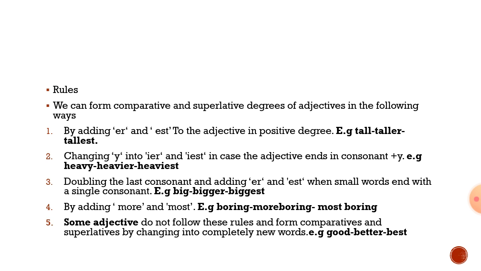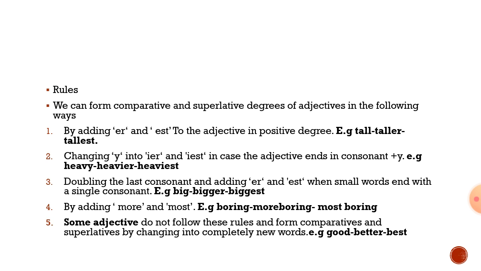Now third point is doubling the last consonant and adding er and est when small words end with a single consonant. Means for small words with a single consonant at the end, we double the consonant and add er and est to form the comparatives and superlatives. For example, big, bigger, biggest. We are using G double here.